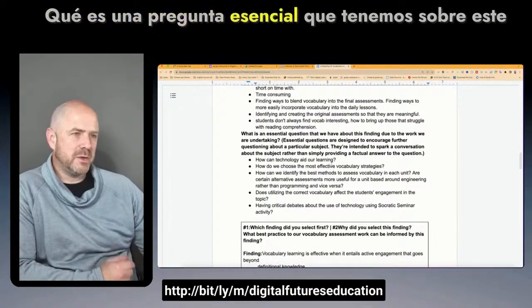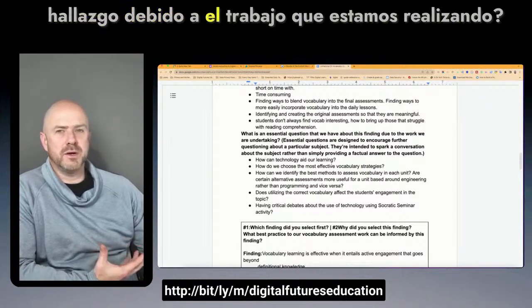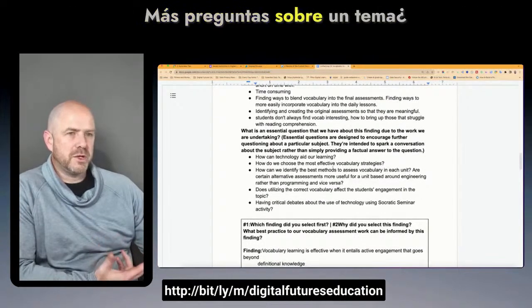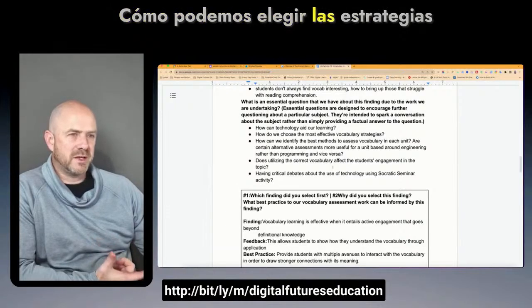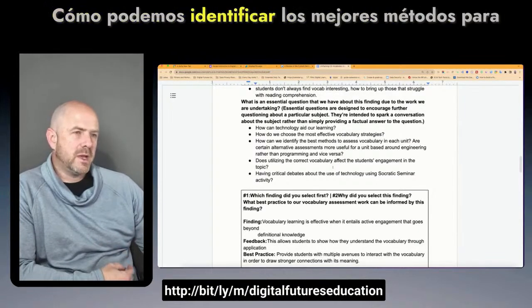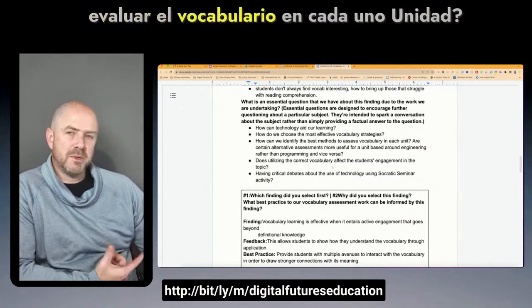What is an essential question that we have about this finding due to the work we are undertaking? Further question about a topic. How can technology aid our learning? How can we choose the most effective vocabulary strategies? How can we identify the best methods to assess vocabulary at each unit?